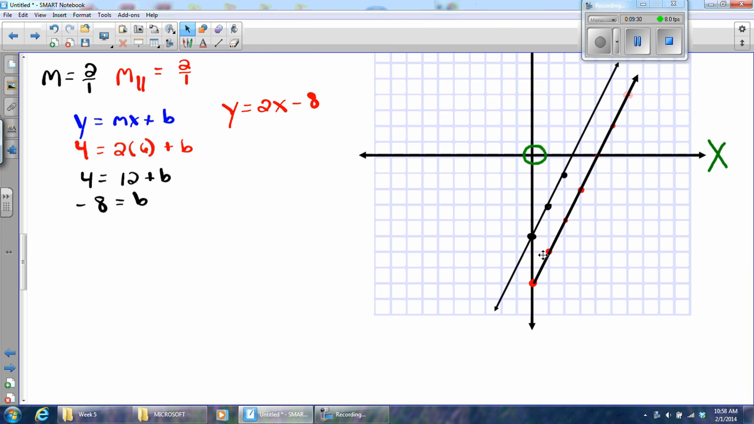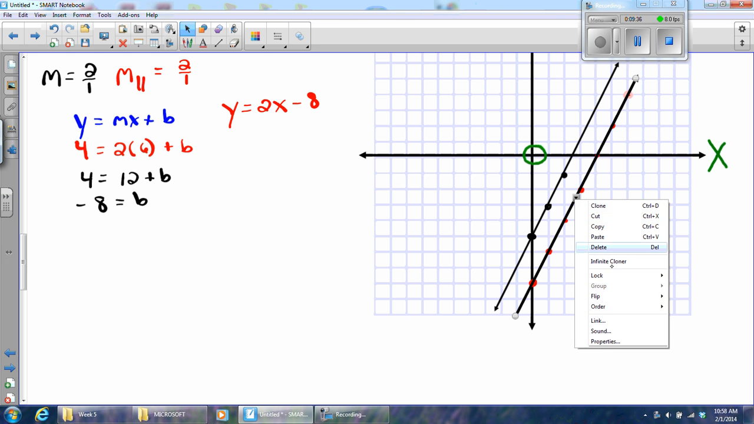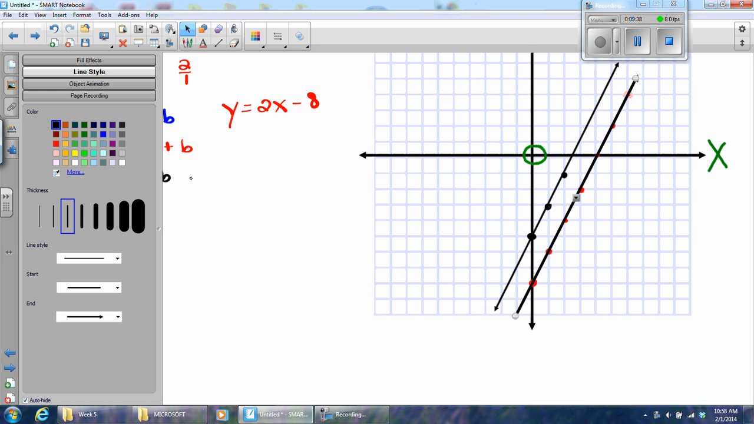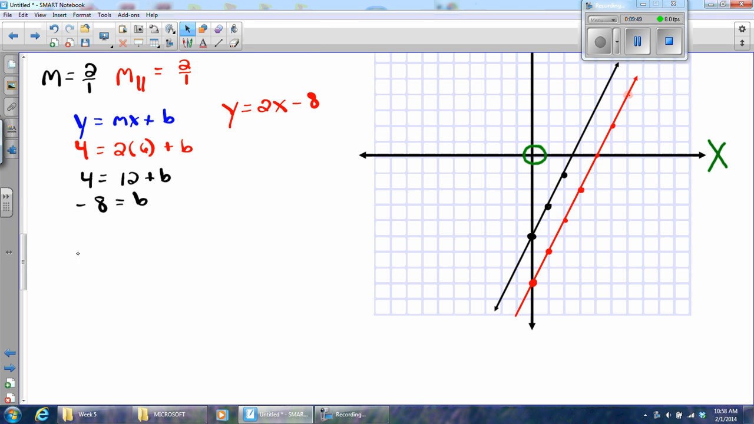Okay, and I just used a skill that we learned a long time ago about how to write a linear equation when given a slope and a point. I got the slope from the problem, from the original equation, and then I got the y-intercept by plugging in the x-coordinate and the y-coordinate.